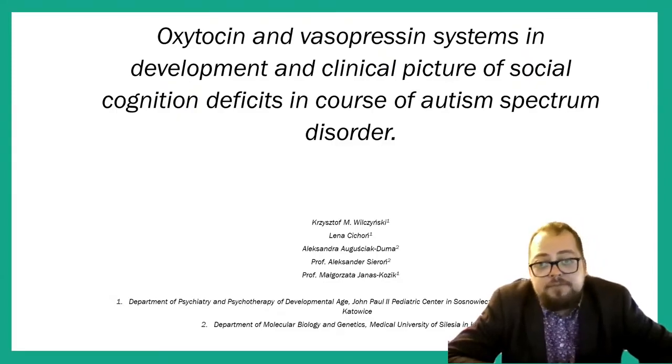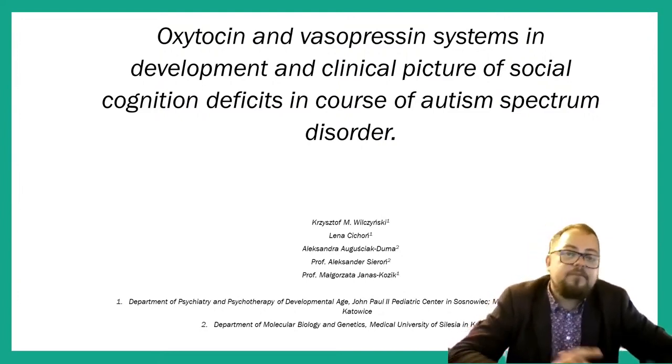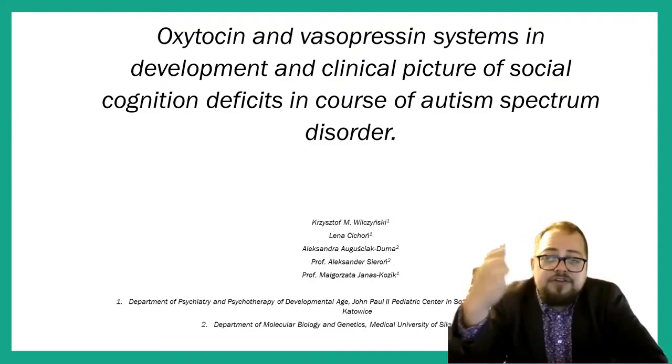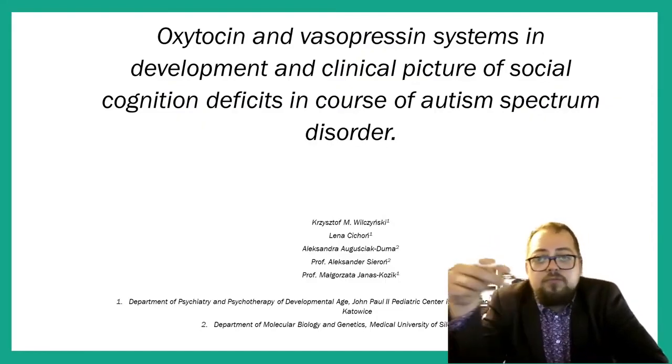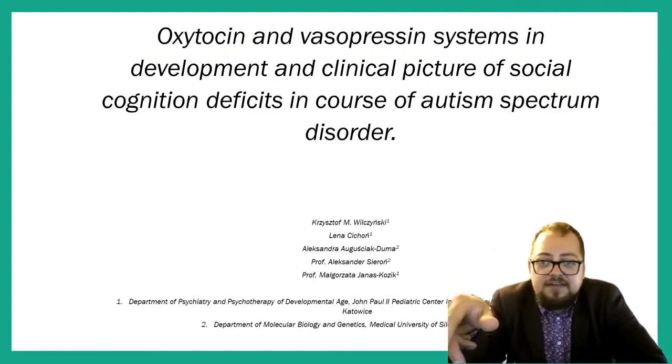Today, I would like to speak about the role of vasopressinergic and oxytocinergic systems in development and clinical presentation of social cognition deficits in course of autism spectrum disorder. We'll begin with a short introduction about the social cognition and autism spectrum disorder itself. Later, we'll move to the brief characterization of oxytocinergic and vasopressinergic systems.